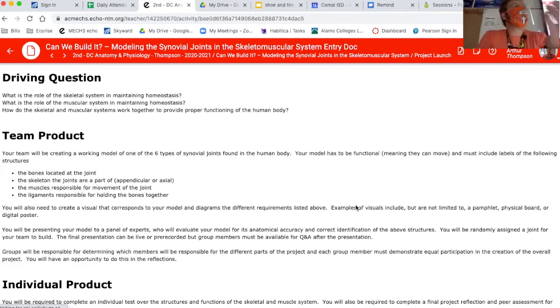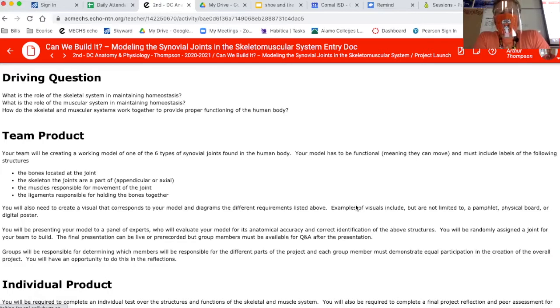As far as presentations are concerned, we're upping the ante on this one. You're presenting to a panel of experts, doctors, nurses, physical therapists, physical therapy students, stuff like that. People who are more familiar with what is going on with these joints than your average student or a high school science teacher, okay?